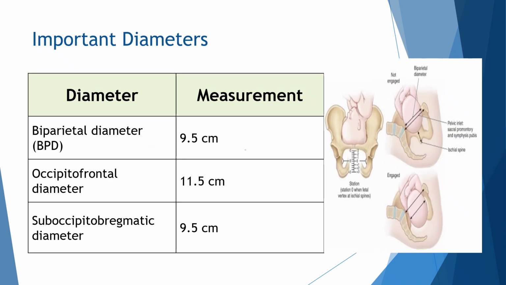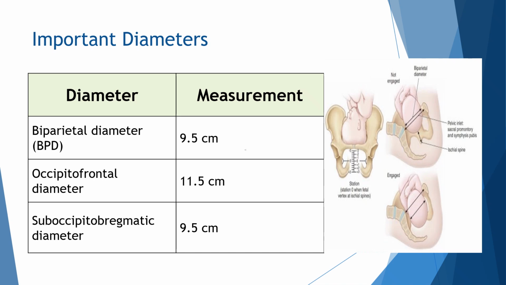Now, let's look at the important diameters of the fetal head. Don't worry, there are only 3 you need to remember. First is the biparietal diameter, or BPD. It measures 9.5 centimeters and is the most important diameter because it is the one that passes through the pelvic inlet during engagement. Next is the occipitofrontal diameter.